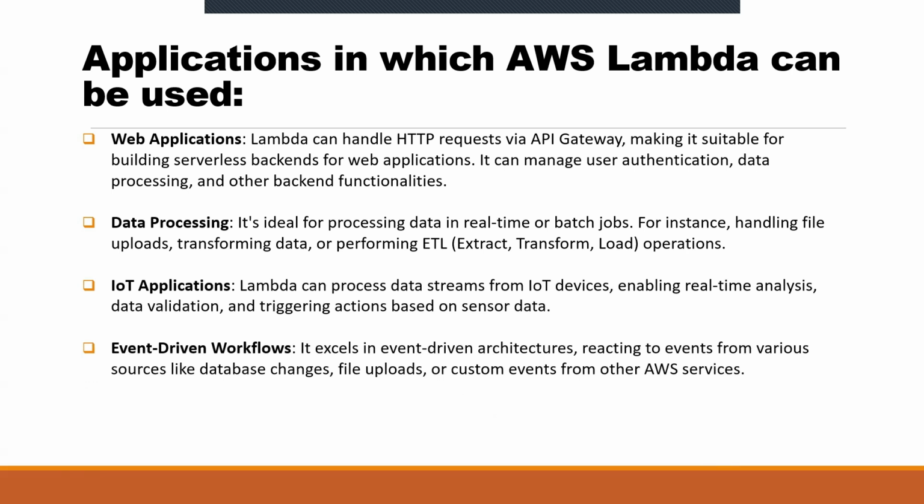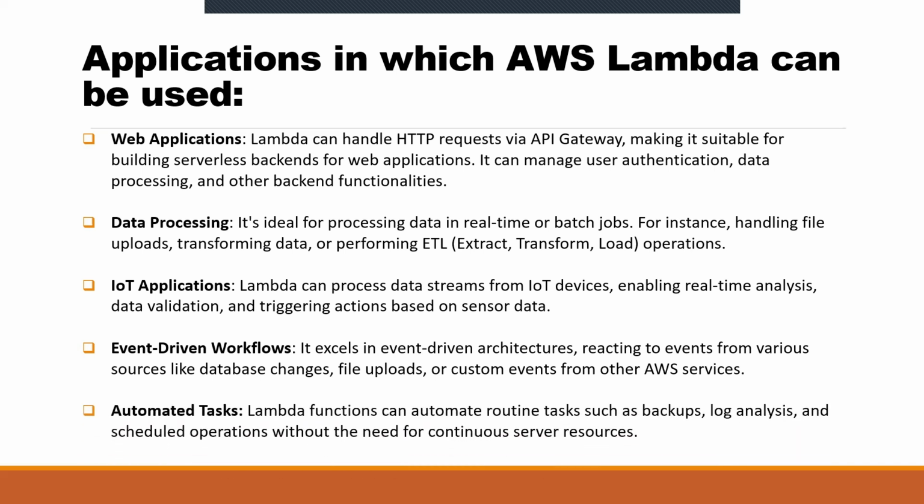It excels in event-driven architectures, reacting to events from various sources like database changes, file uploads, or custom events from other AWS services. Fifth one is automated tasks. Lambda functions can automate routine tasks such as backups, log analysis, and scheduled operations without the need for continuous server resources.